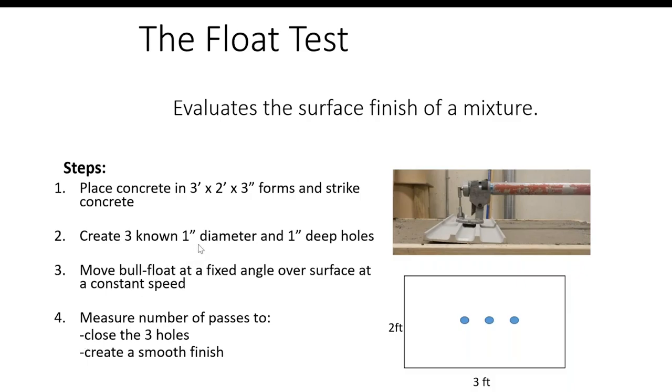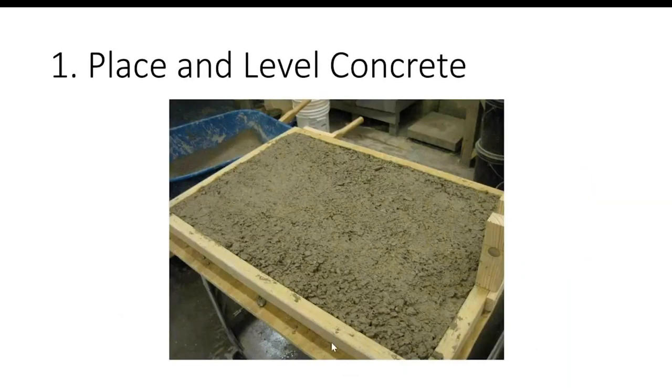So we're going to make these 3 1-inch diameter holes, 1 inch deep. We're going to move a bull float over the surface at a fixed angle and a constant speed back and forth. And we're going to measure the number of passes it takes to do two different things: to close these three holes and to create a smooth finish. And you're like, whoa, what's going on? Let's look at this in action.